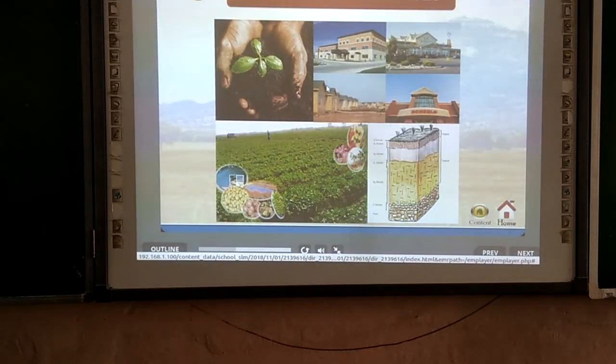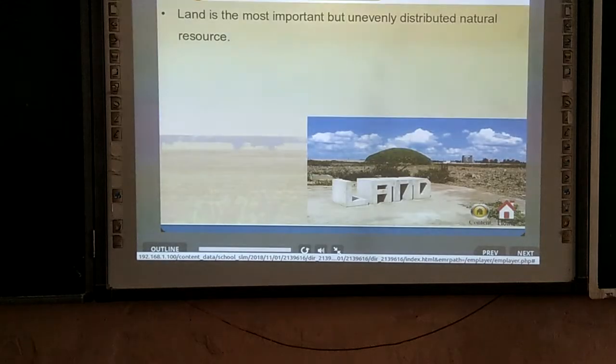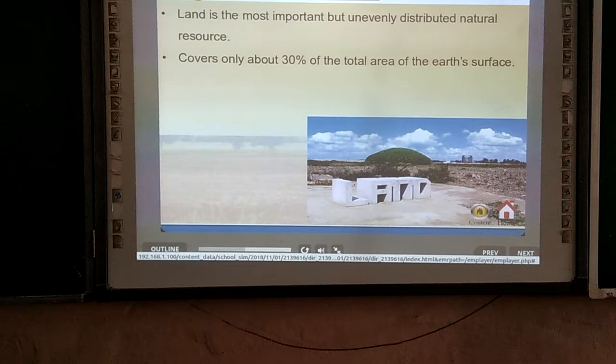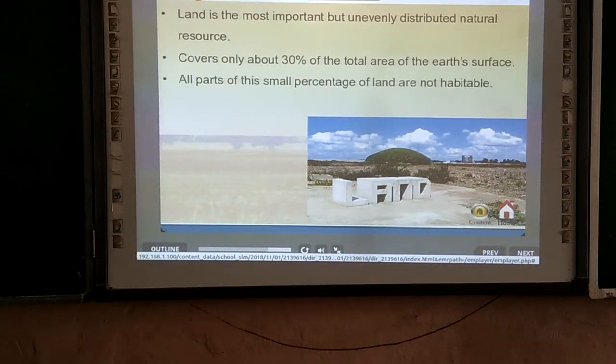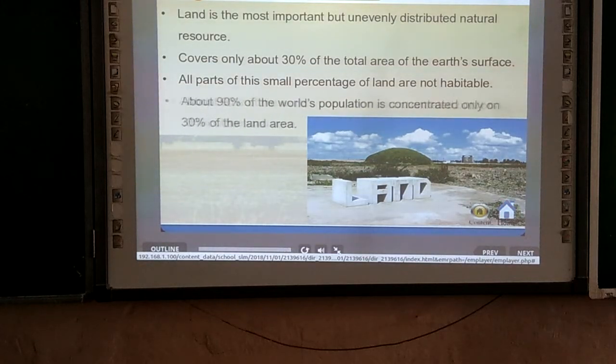Let us study about land and soil resources. Land is the most important but unevenly distributed natural resource. It covers only about 30% of the total area of Earth's surface. All parts of this small percentage of land are not habitable. About 90% of the world's population is concentrated only on 30% of the land area.